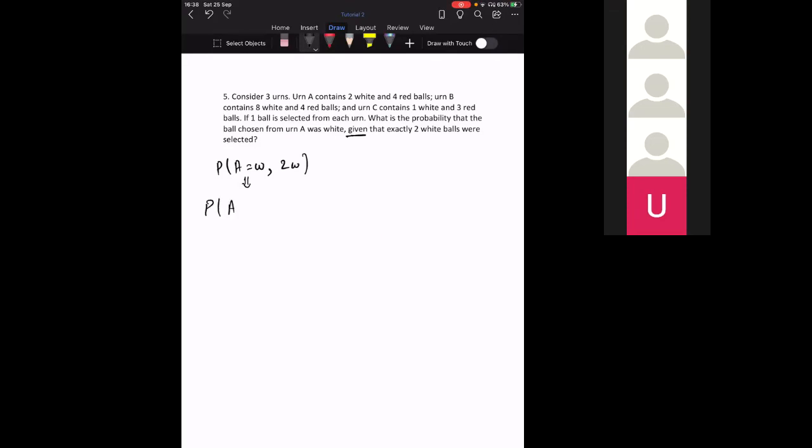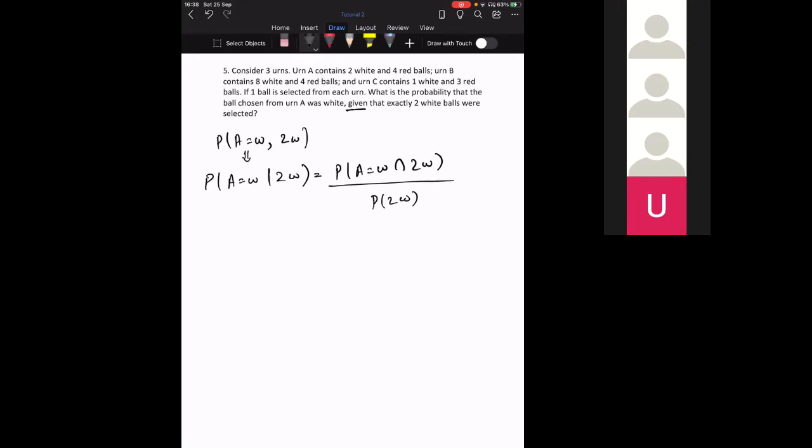So we just want the probability that A is white, given that there are a total of 2 white balls. This is equivalent to the conditional probability formula, let's apply it here. We need the intersection of A being white with a total of 2 white balls, divided by the probability of getting 2 white balls. The 2 white balls can come from any of them, like from A and B, or from B and C. So we're going to account for that.